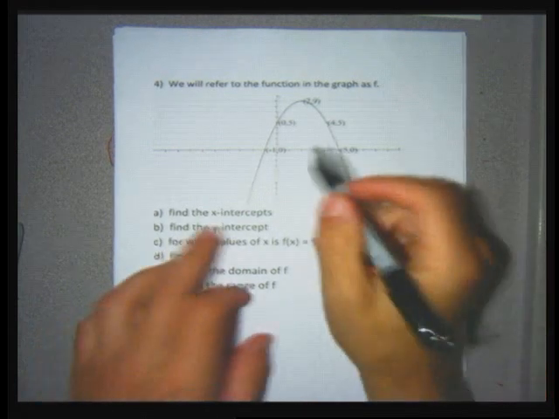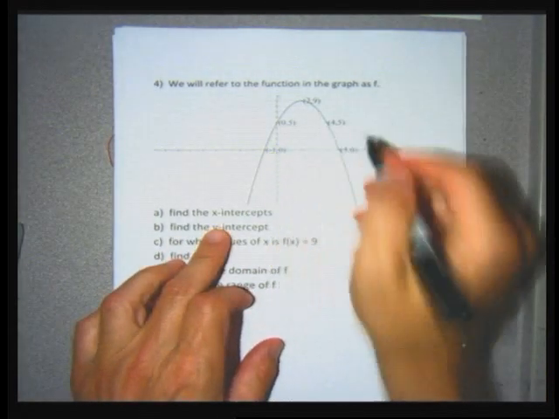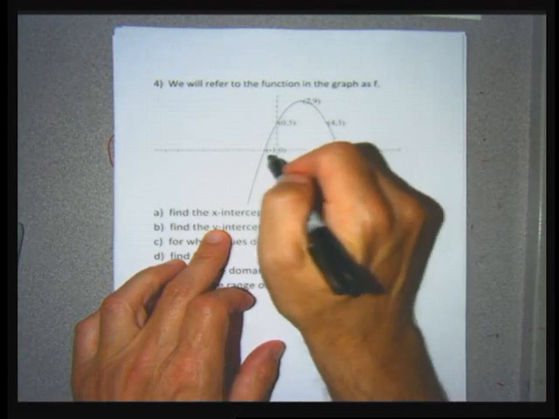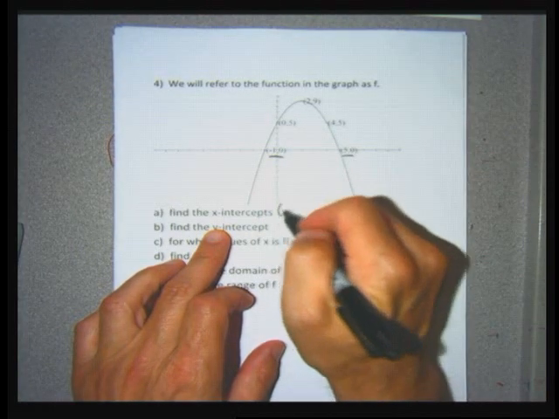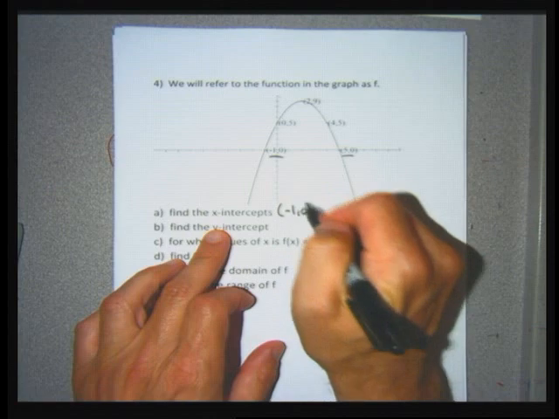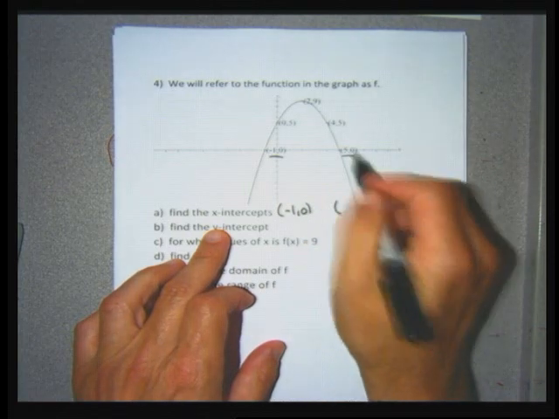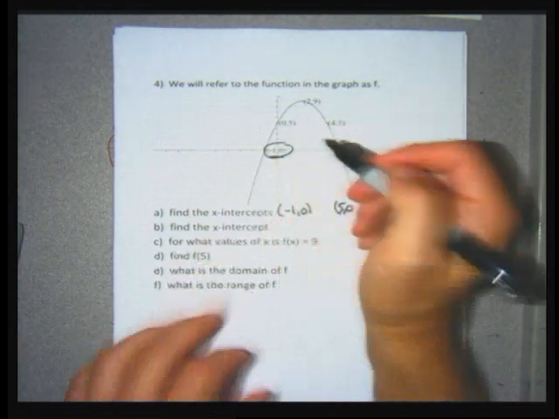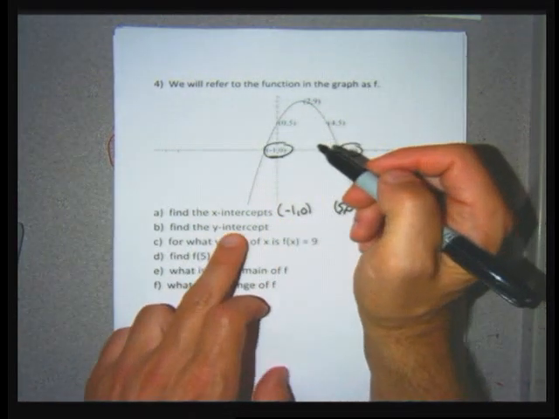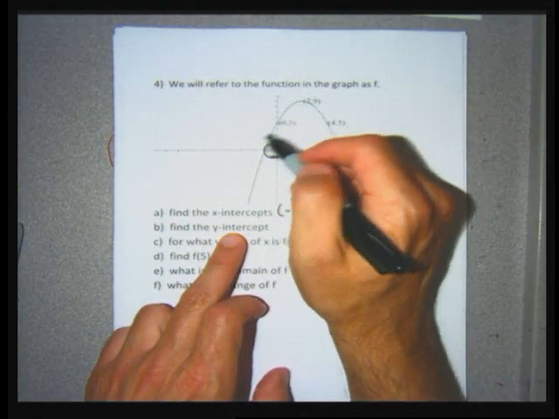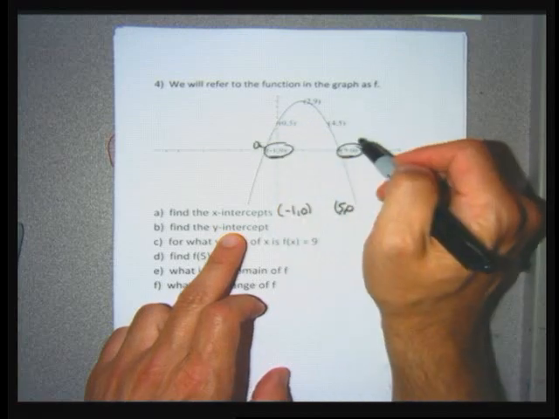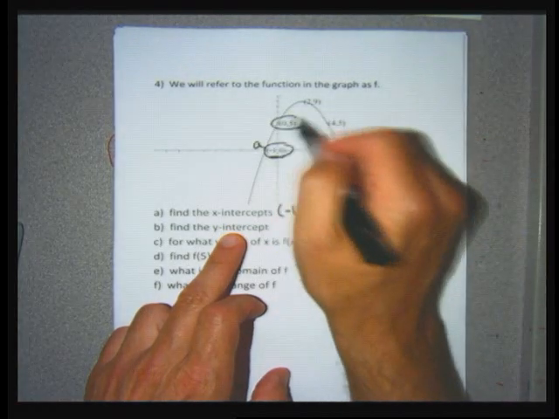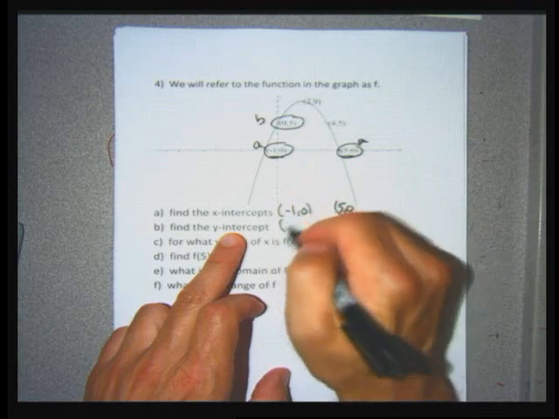Question A asks me to find the x-intercepts. X-intercepts are points on the x-axis, so it's going to be -1, 0 and 5, 0, because those are the points on the x-axis. The y-intercept is the point on the y-axis, so for A, I needed the points -1, 0, and 5, 0. For B, I need the point 0, 5.